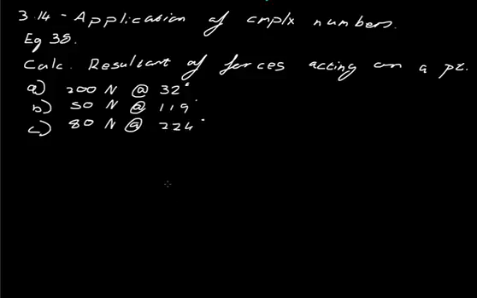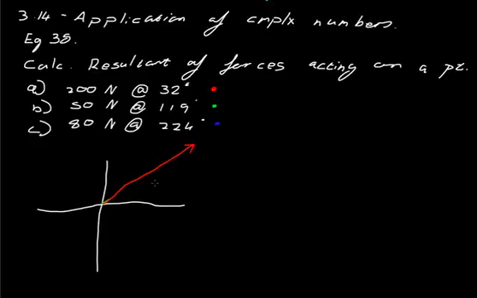Okay, so the easiest thing to do when you're calculating the resultant of forces acting on a point is to draw your Cartesian plane and work from there. Okay, so let's draw it. I'm going to do these in color, okay? We've got the red one, the green one, and the blue one. Okay, so 200 newtons at 32 degrees is force A. That's 200 newtons at 32 degrees. Then next, we've got 50 newtons at 119 degrees, which is somewhere more or less here.